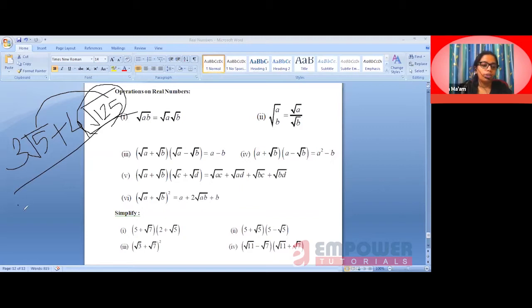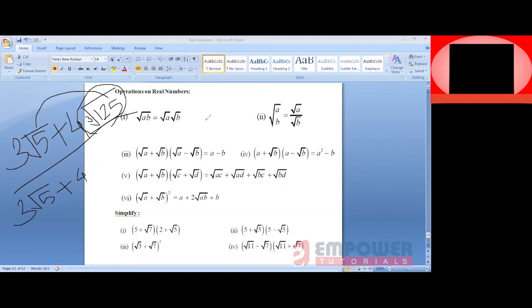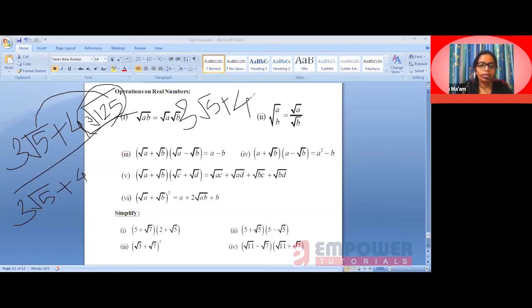How? What you have to do is simplify this number. Say it is 3 root 5 plus 4 into the cube root of 125. But this is a square root, right? If it were a cube root, then it would be 3 root 5 plus 4 into 5, because the cube root of 125 is 5. In that case I won't be able to add these two numbers because one is an irrational number and one is a rational number. But this is a square root, okay? I have taken it as a square root.